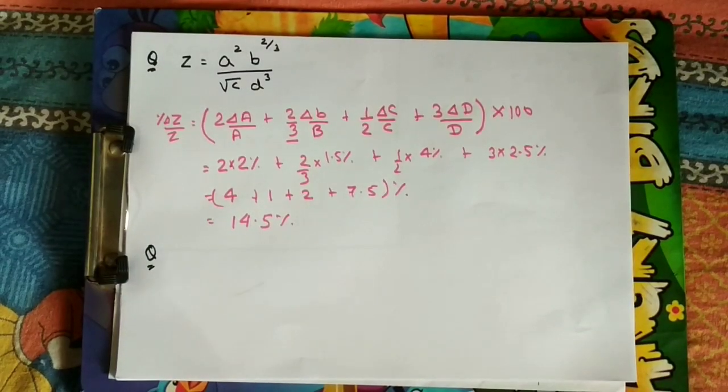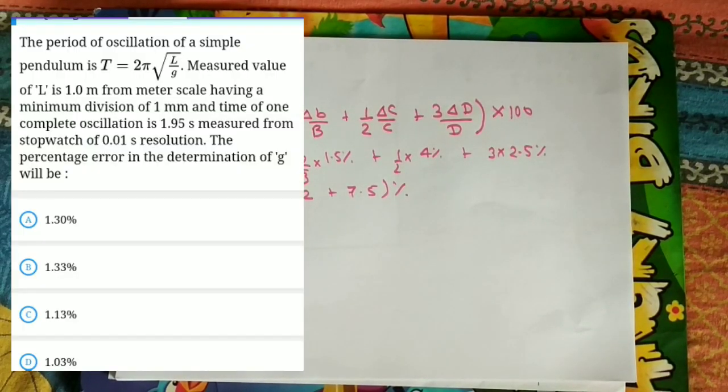Another question appearing on screen says the period of oscillation of a simple pendulum is given by T is equal to 2 pi under root L by G. Measured value of L is 1 meter from a meter scale having a minimum division of 1 mm, and time of one complete oscillation is 1.95 second, measured from a stopwatch of 0.01 second resolution. The percentage error in determination of G will be.